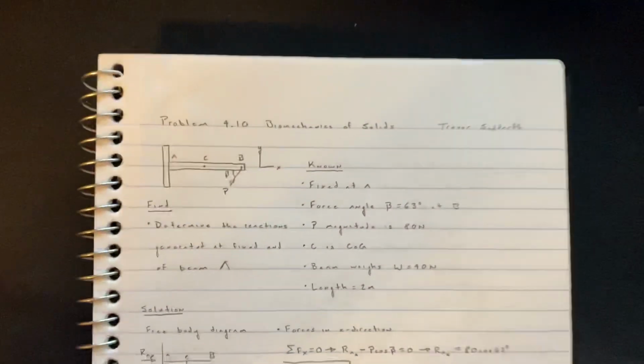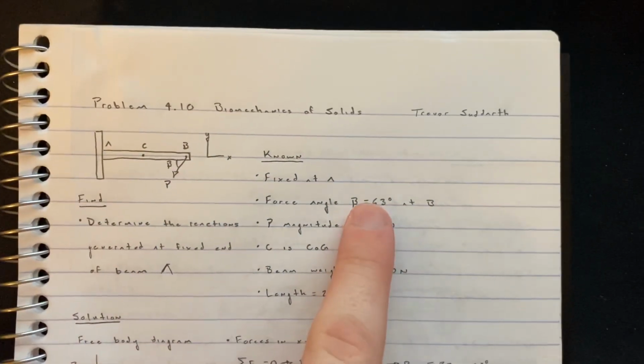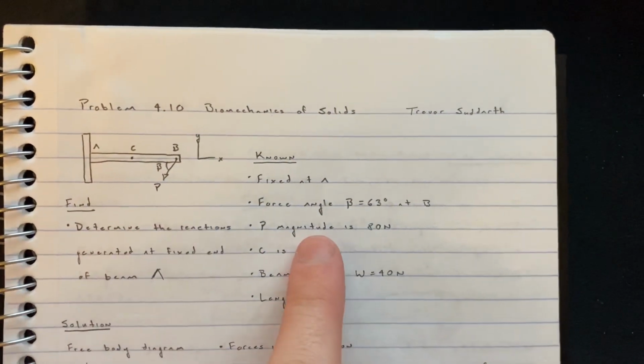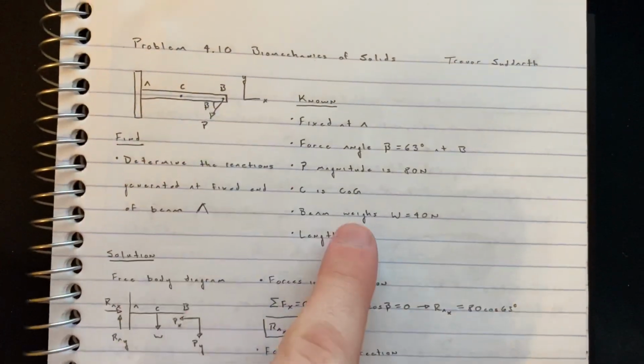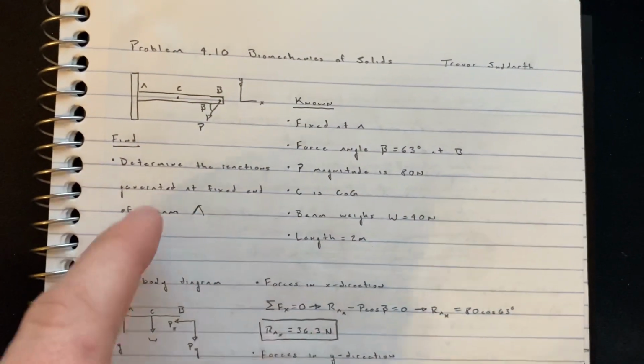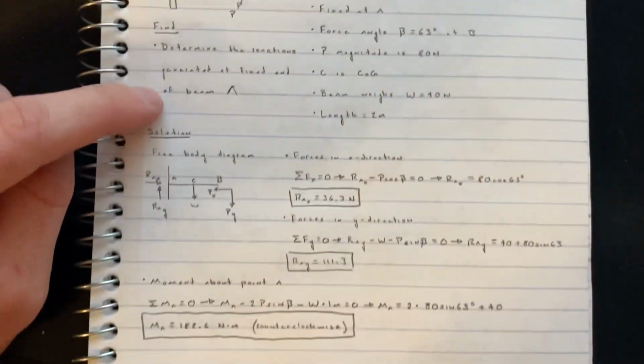So looking at the problem here, I have our knowns: it's fixed at A, makes an angle of 63 degrees at B, has a magnitude of 80 newtons. Point C is the center of gravity. The beam weighs 40 newtons and the length is 2 meters. It asks us to determine the reactions generated at the fixed end of beam A.